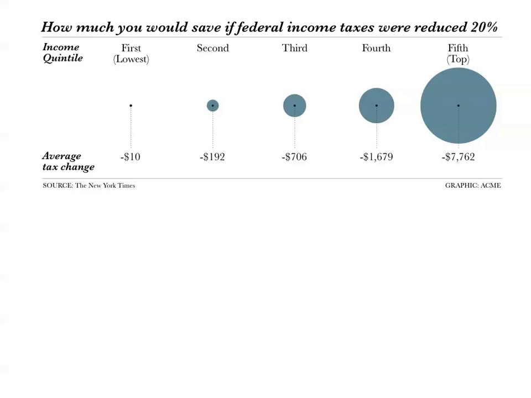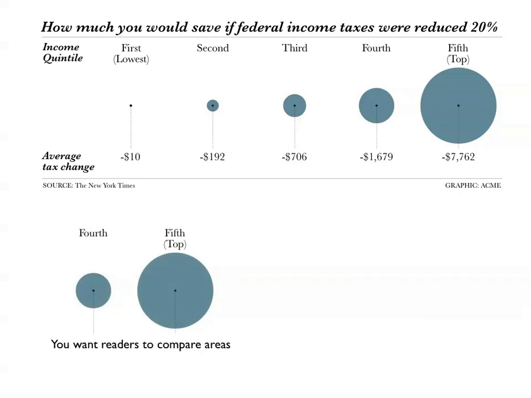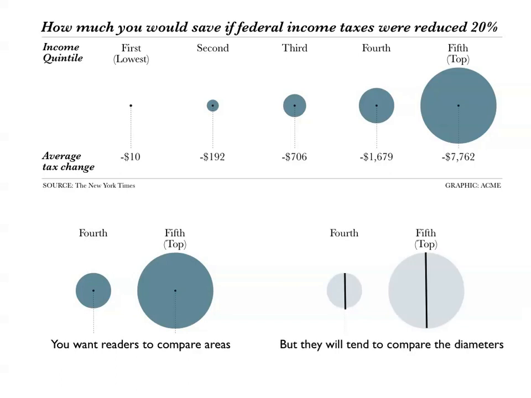The problem with bubble charts is that they are misleading when it comes to making accurate comparisons. They minimize differences, and they make those differences look much smaller than they really are. The human brain is not good at comparing areas, but just one dimension, width or height. So when you ask readers to compare the areas of two objects, what readers will tend to compare is just their diameters. And the big bubble representing what rich people would save if income taxes were reduced by 20% will appear as much smaller than it really is.